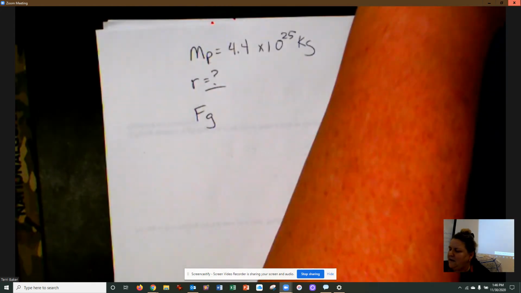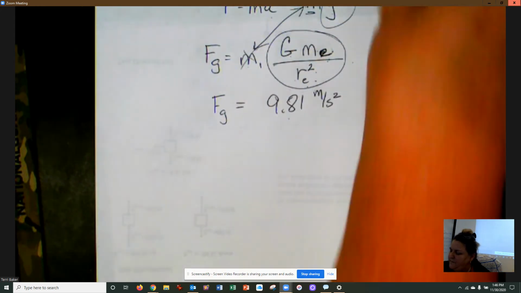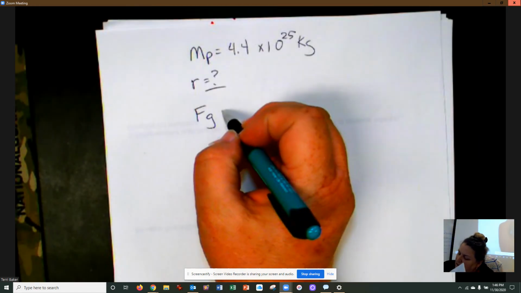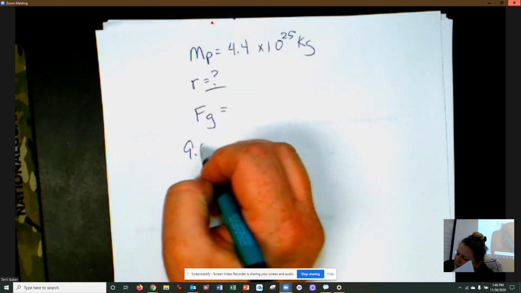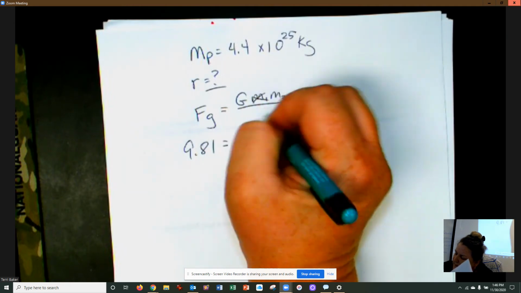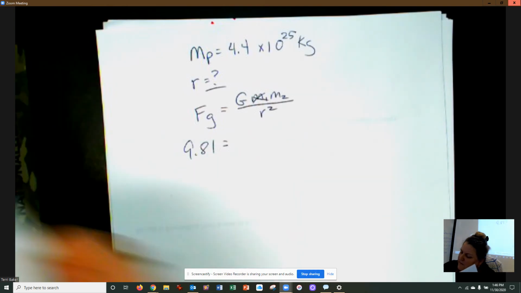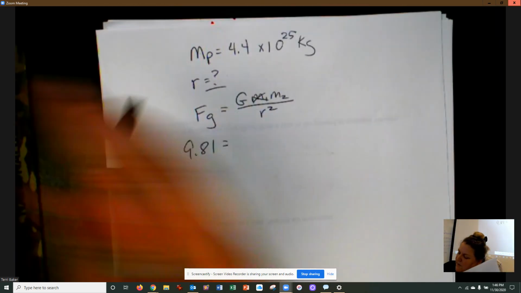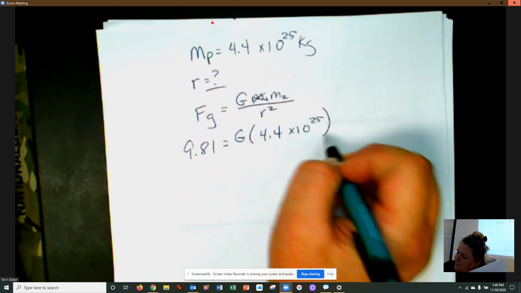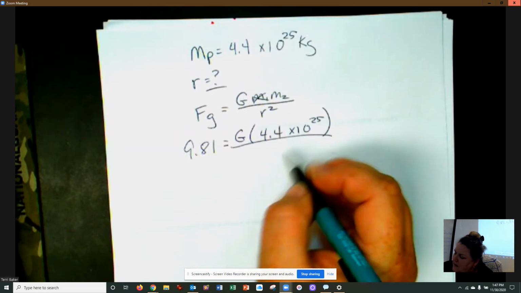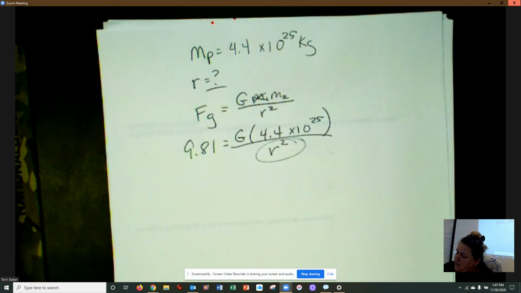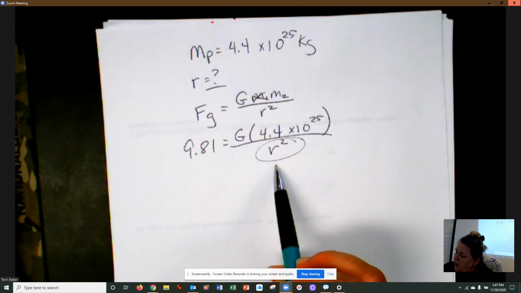So to make the Fg 9.81, which it is on Earth, acceleration due to gravity. We're not even going to talk about the masses M1 M2. Okay. So right here, you're going to put the mass of the newly discovered planet, 4.4 times 10 to the 25th, divided by r squared, and it wants to know the radius. That's what you're solving for. You have everything you need. You just have to solve for r.